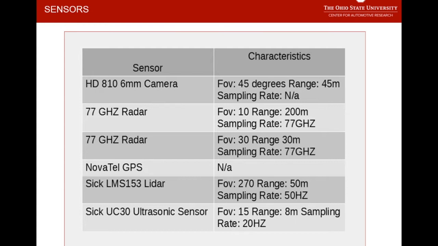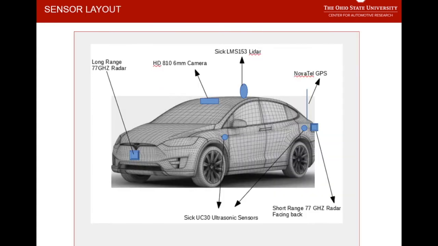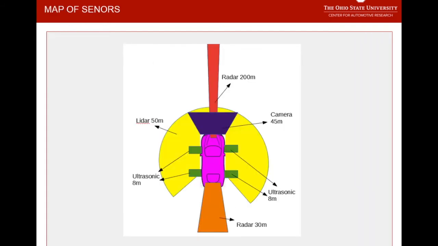Here is a table of the sensors that we used. Here's a picture of how the sensors would be situated on the car. And here's a map of the sensors showing the layout of where the sensors were going to be covering and the range.